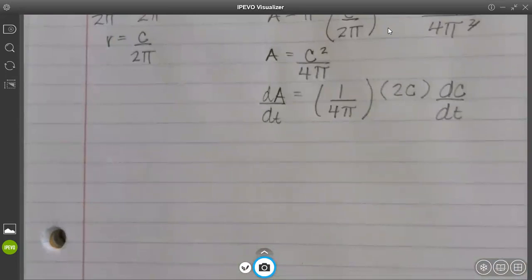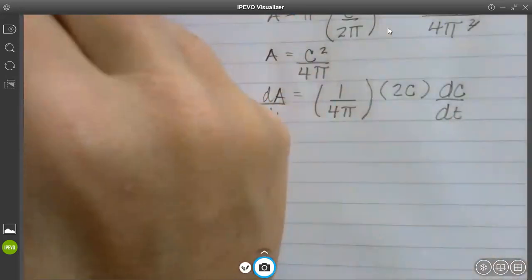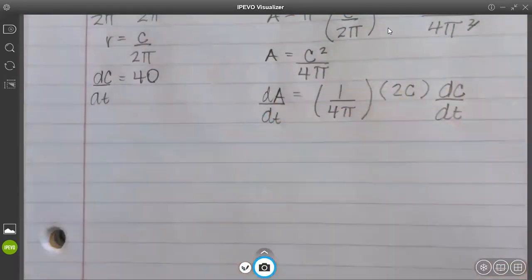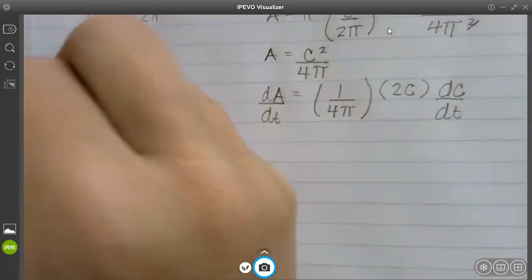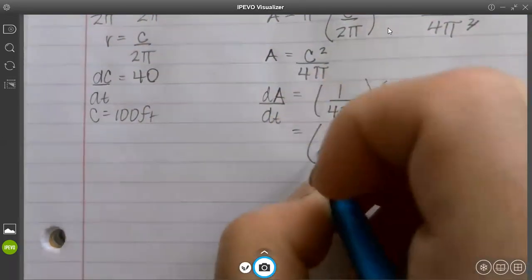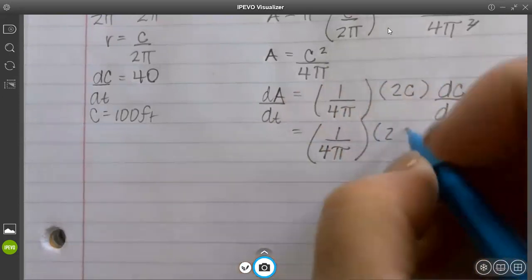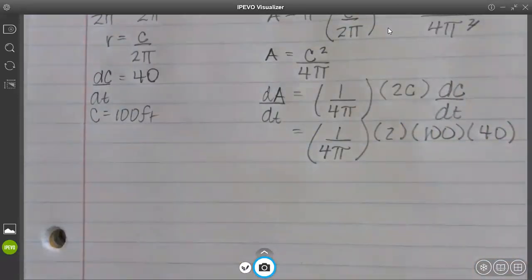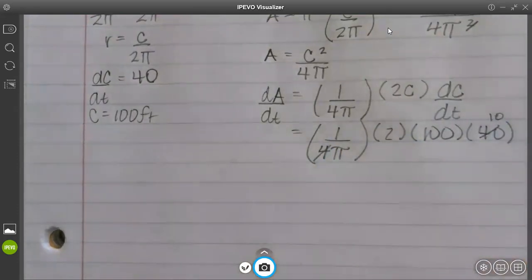All right, what do they give us? Okay, which rate? The circumference rate is 40. So that's going to be dC over dt. So I'm going to write this over here. That was from the problem. What else did they give us? So we get equals 1 over 4 pi, 2 times 100 times 40. I took the 4 out of this and put a 10, so it was easier for me to multiply.